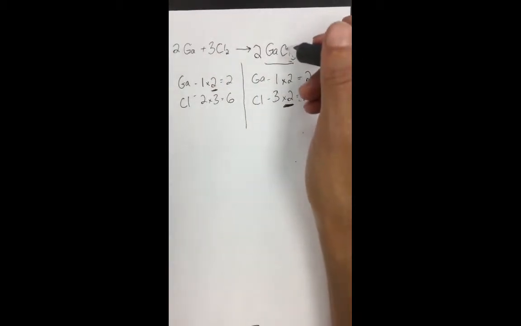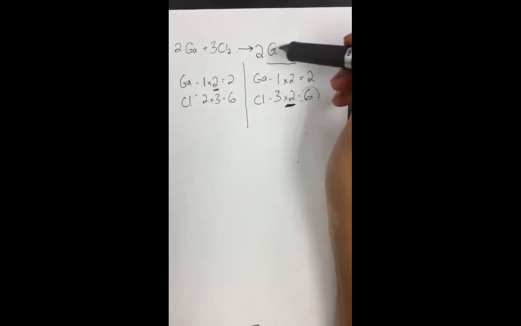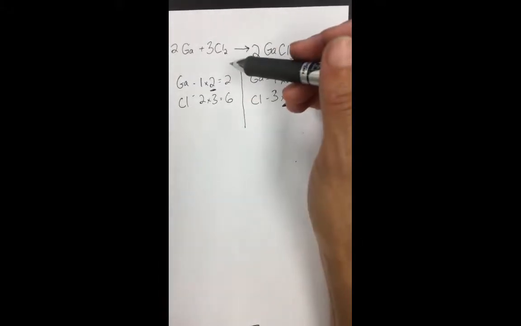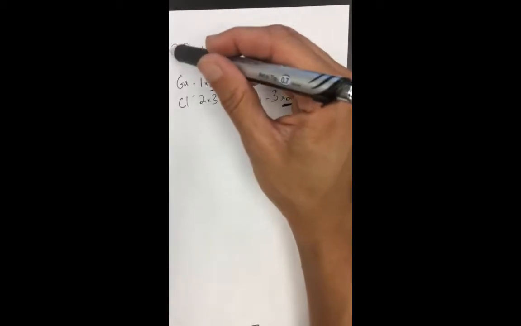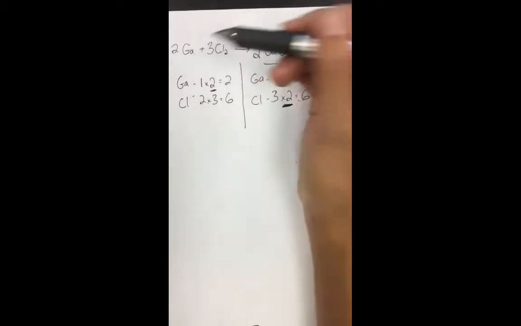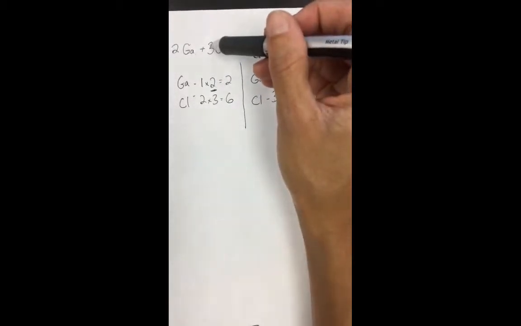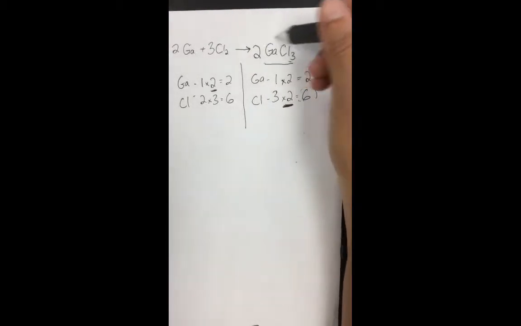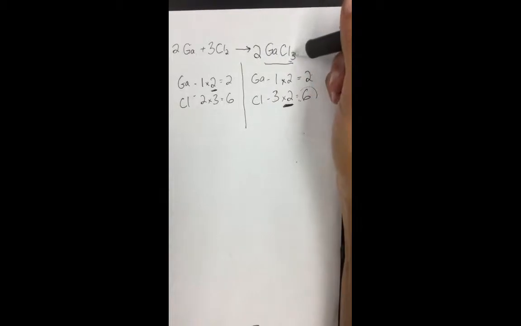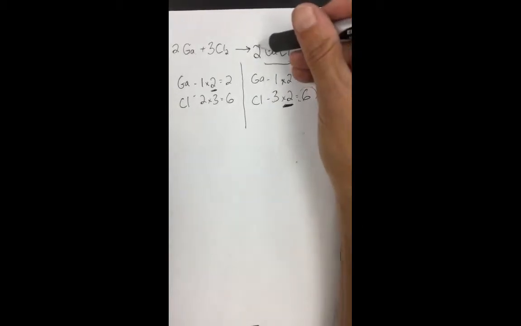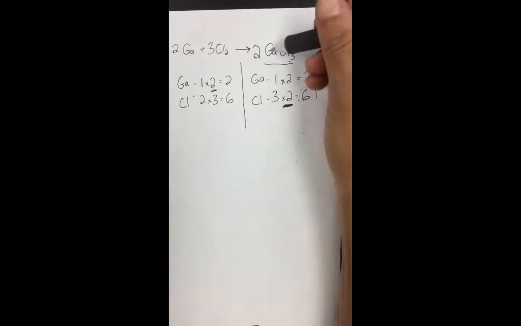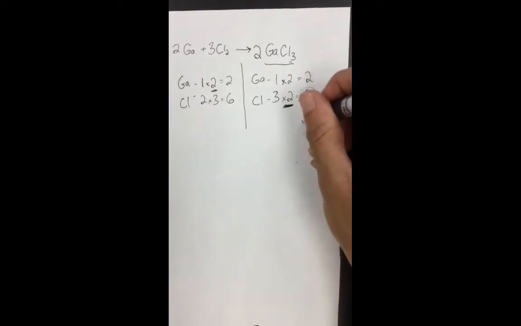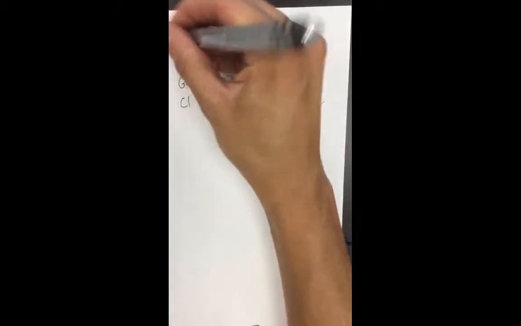Anytime you finish a formula, always just take a look at your equation and do that nice little quick check to make sure that you've got everything sorted out properly. So here I've got 2 gallium, 2 times that invisible 1. Here I've got 3 times 6 chlorines, so 3 times 2. Here I've got 2 times 3 chlorines, so again, 6 chlorines. And here I've got 2 times gallium, so that invisible 1, so I've got 2 galliums as well. So this one is all balanced out.